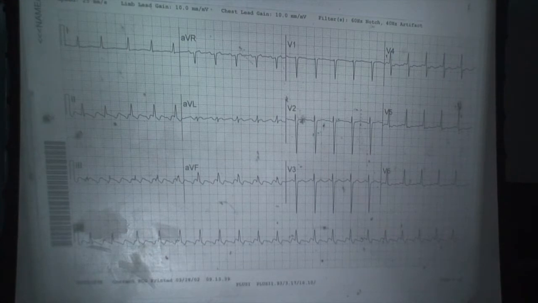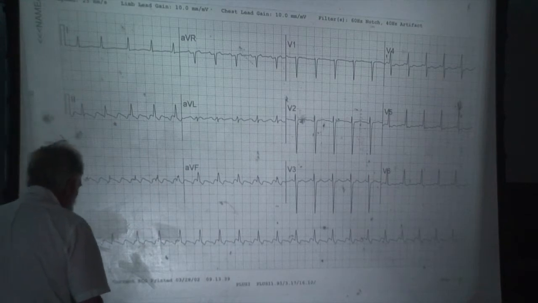It is not atrial fibrillation if it's regular. It is not atrial flutter if it's irregular, unless you've got 2-to-1, 4-to-1 sometimes. But it should be a regular irregularity if it's atrial flutter. Atrial flutter is not irregularly irregular. But that's atrial flutter with 2-to-1 block.